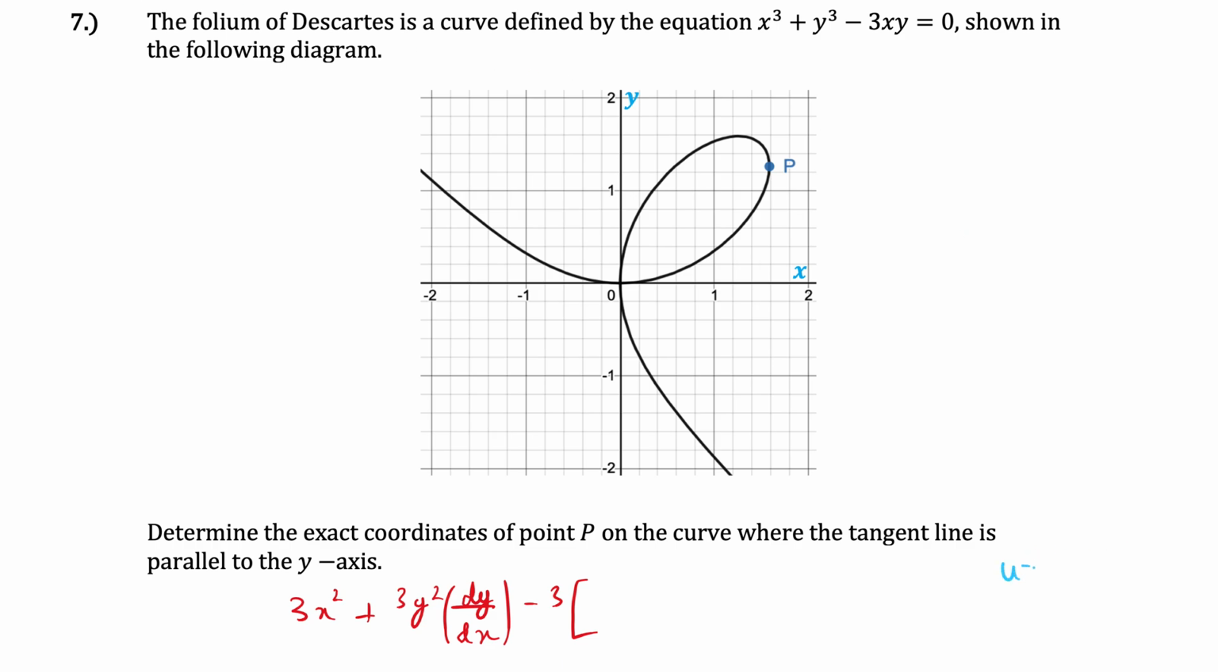So if I let u equal x and v equal y, the derivative of u with respect to x will be 1 and the derivative of y with respect to x will be dy/dx. So the product rule is u v dash plus v u dash. So u v dash is x times dy/dx, so x dy/dx, plus v u dash, so y times 1 which is just y, and this is equal to 0.